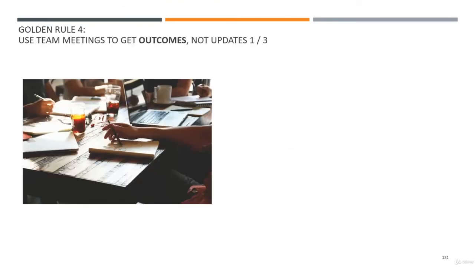Welcome back to Acing Project Management, golden rule number 4: use team meetings to get outcomes, not updates.